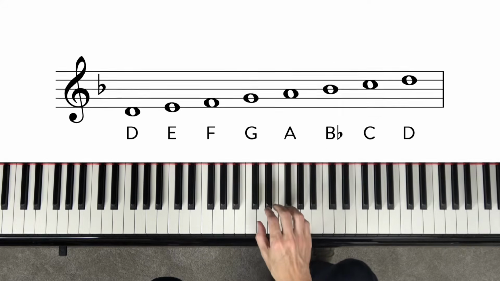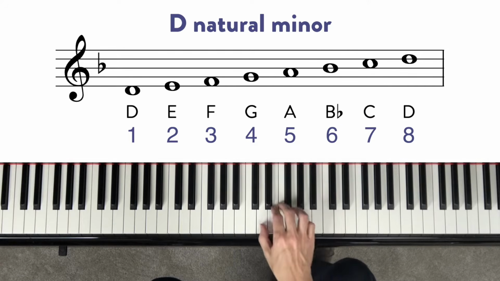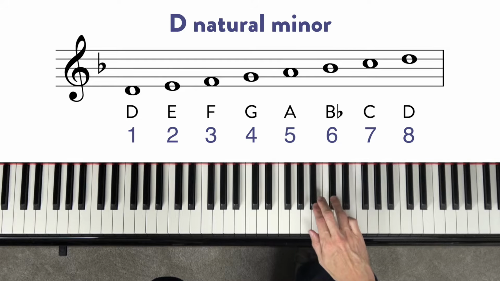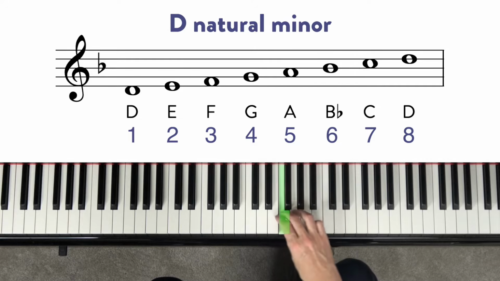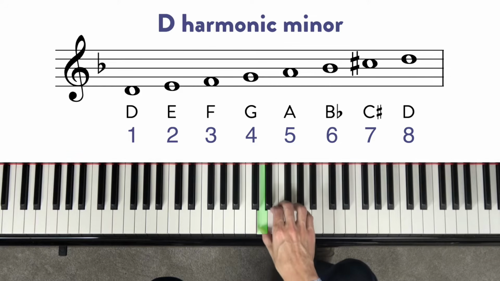Let's look at D minor. Here's D natural minor. The 7th note is C, 1, 2, 3, 4, 5, 6, 7. So C gets raised a half step to C sharp. And that creates the harmonic minor scale.